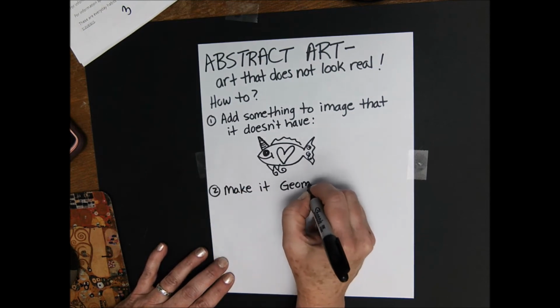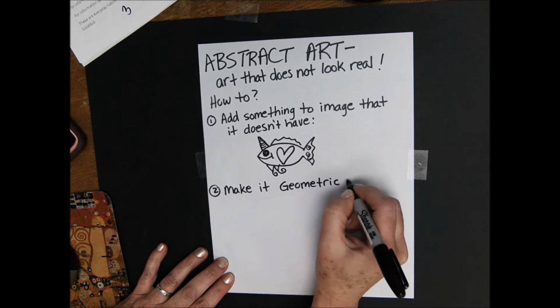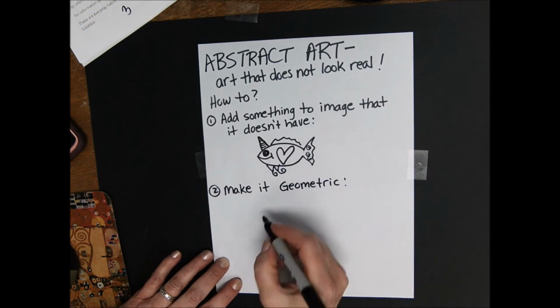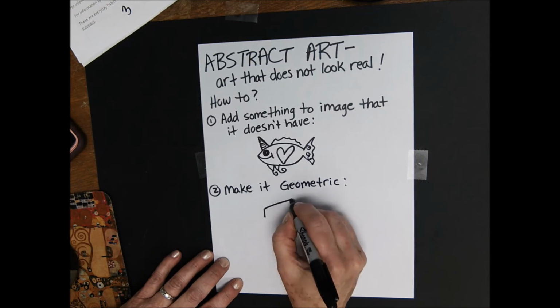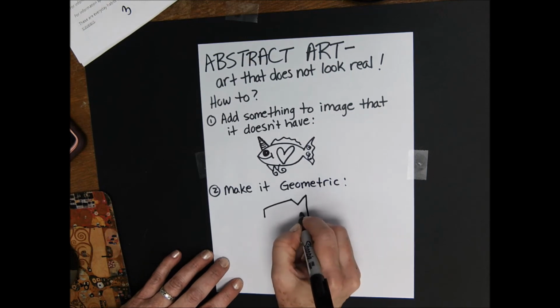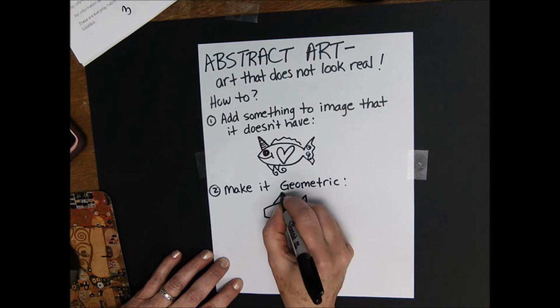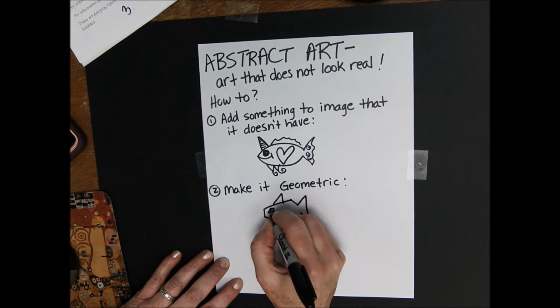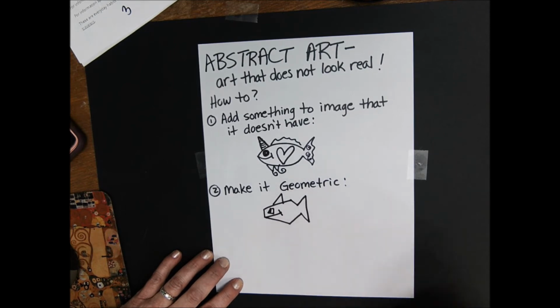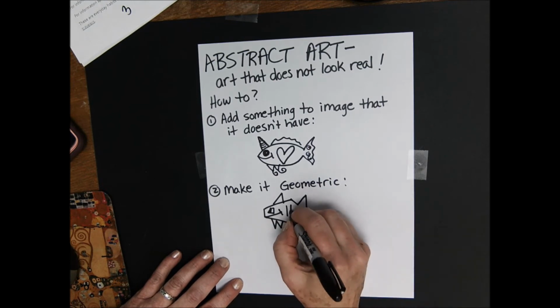Another way you can make something abstract is to make it geometric. So you remember in Paul Klee's Sinbad the Sailor, the sea monsters look very geometric. So I'm going to draw a little geometric fish with straight lines and angles. And it's going to kind of look like a robot fish instead of a real fish. And that's the second way that you can abstract something.